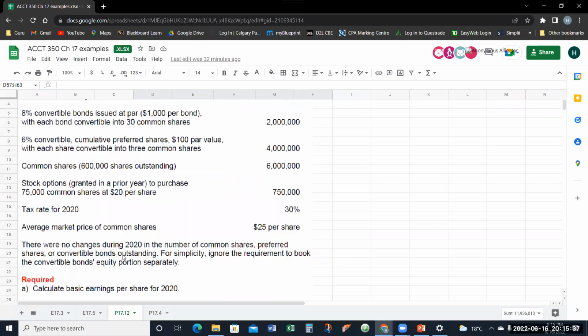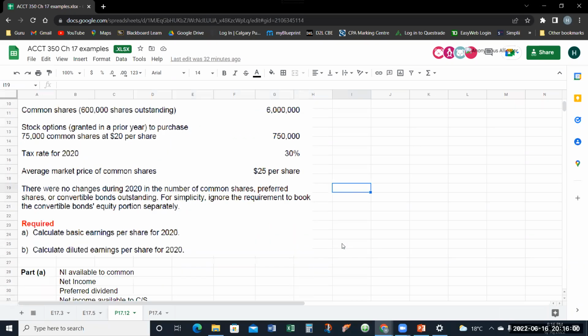There were no changes during 2020 in the number of common shares, preferred shares, or convertible bonds outstanding. For simplicity, ignore the requirement to book the convertible bonds' equity portion separately. Remember that we have to split the convertible bonds into a bond portion and contributed surplus. So they're saying just to keep things simple, let's ignore that for a bit. They said first calculate basic EPS and then do a diluted EPS calculation.